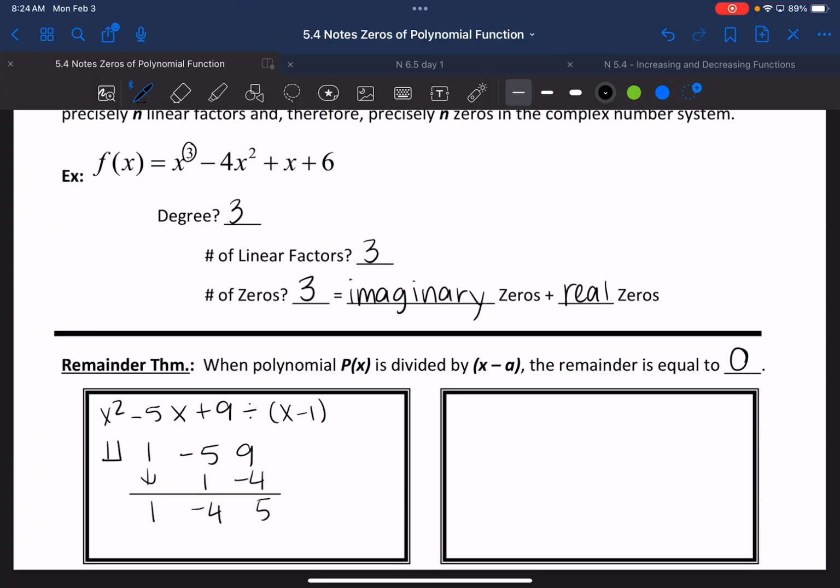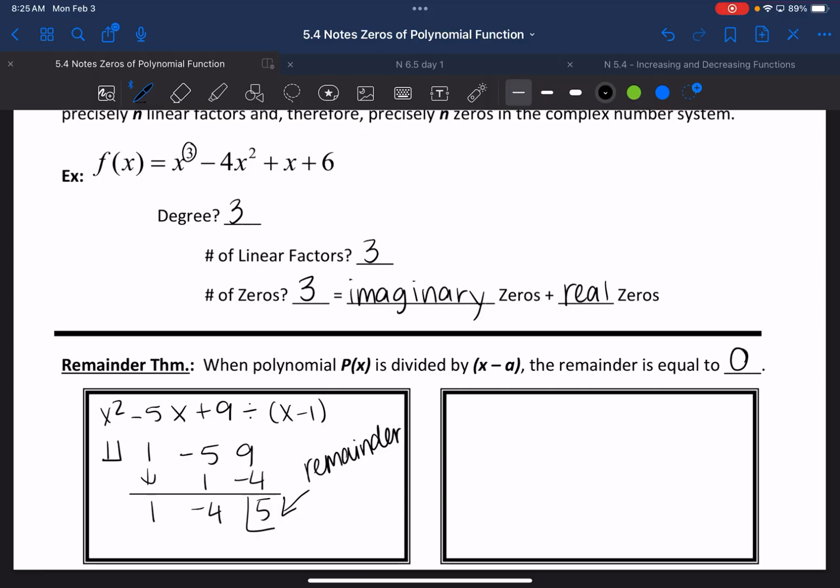All right, what do you guys think? Is it a factor? No, why not? Because it had a remainder. Good. Okay, so that's one way we can check, by doing synthetic division, like we had talked about last week.